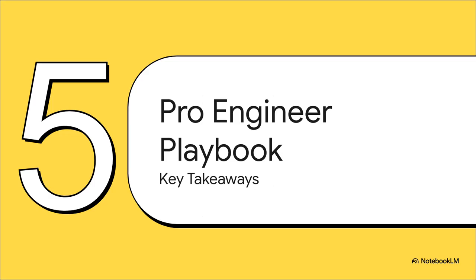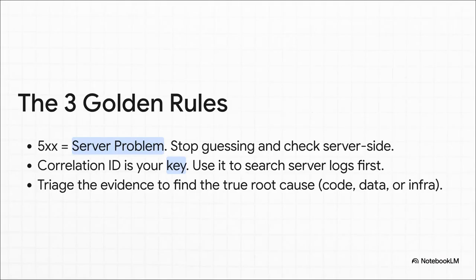So let's boil all of this down into the pro engineer's playbook, the key takeaways that really separate the top performers from everyone else. So if you walk away with anything today, let it be these 3 golden rules. Rule 1, a 5xx is a server problem. Stop guessing and check their side first. Rule 2, the correlation ID is your key. Always use it to search the server logs before you do anything else. And Rule 3, triage the evidence. Use the logs to find the true root cause, whether it's code, data, or infrastructure.